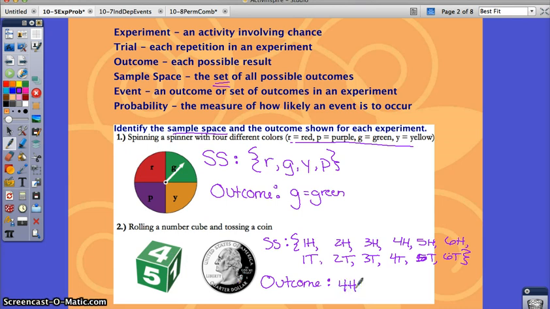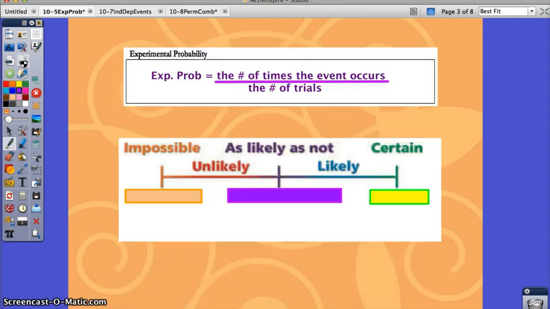So that's just some vocabulary that goes along with probability. We talked about event and probability yesterday. The experimental probability is going to be the number of times the event actually occurs out of the number of trials that you run. So fill that in. Theoretical probability was the number of times you can get your event out of the total possibilities, right? This is very similar, but it's the number of times it actually does happen, and it's out of the total number of trials.